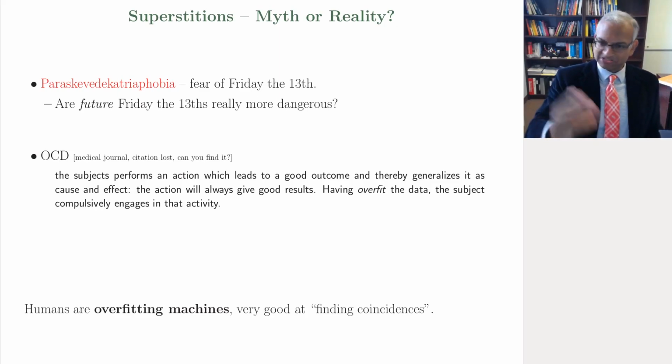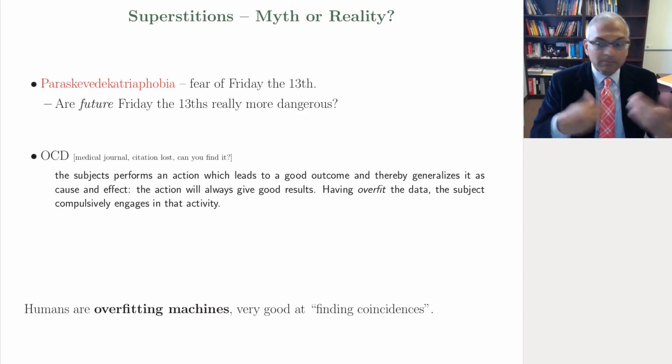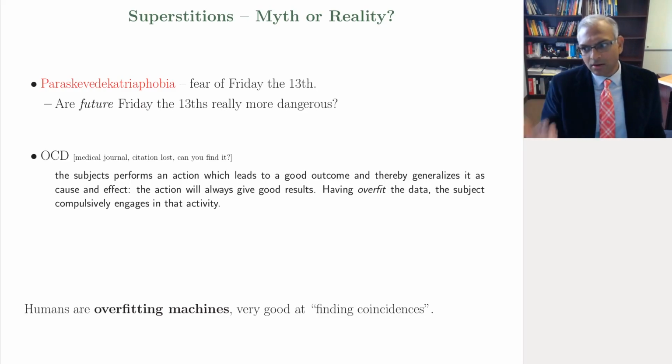Lo and behold, it's a great day, you have a great walk. Now you've reinforced this overfit hypothesis. And you'll continue turning the knob 3 times a day, further reinforcing that whenever you turn the knob 3 times a day, good things happen. And so now you have become obsessive and compulsive with this. And it's all because you overfit the data. So humans are overfitting machines. We are very good at finding coincidences, and then looking for rational explanations.